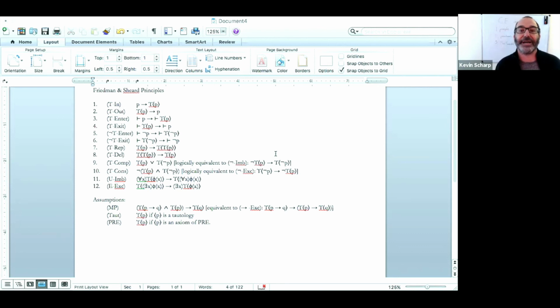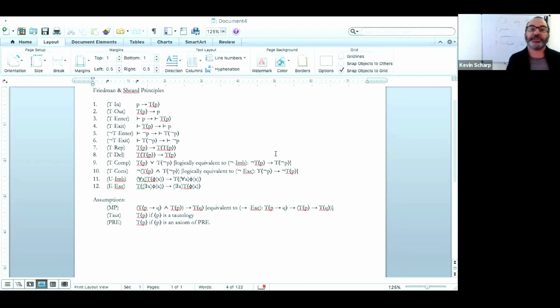IMB is for imbibe. The idea is that the truth predicate imbibes, or sucks in, or takes in the logical operator, and in excrete, it spits it out. So it starts off inside the truth predicate and then ends up outside the truth predicate. The universal one starts out outside and goes in, and for the existential, it starts out in and goes out.